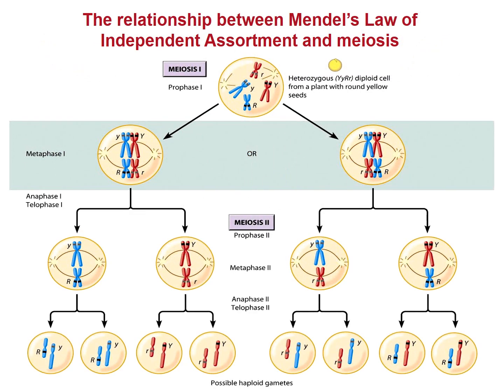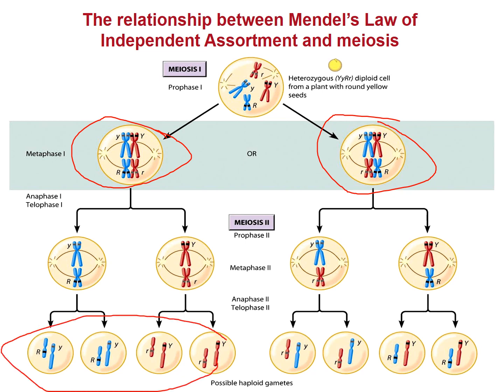This figure shows the relationship between Mendel's law of independent assortment and meiosis. During metaphase 1, each chromosome pair will arrange independently. This will cause different possible haploid gametes to be produced at the end of the meiosis process. A different independent assortment or different arrangement will lead to different possible haploid gametes being produced at the end of meiosis.